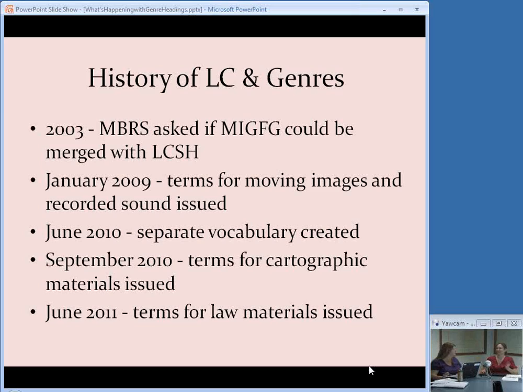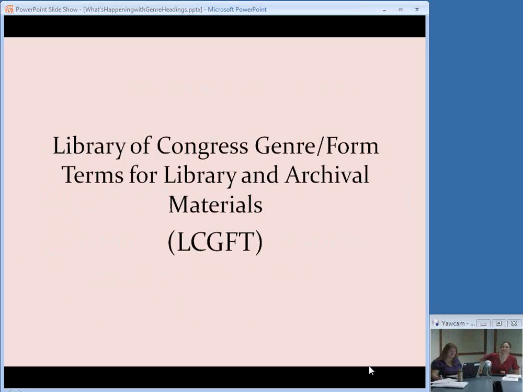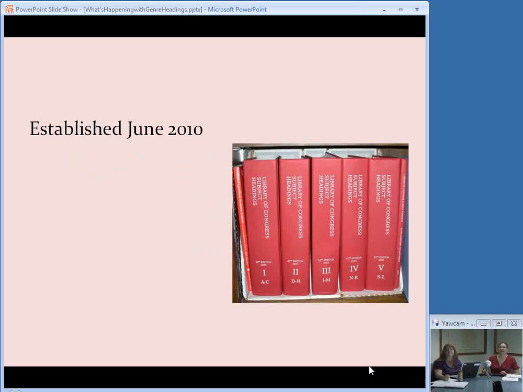We're used to dealing with subjects, but genres are a lot of change, and even more is on the way, as we'll see. So, as I said, this relatively new vocabulary is the Library of Congress Genre/Form Terms for Library and Archival Materials. That really long name gets a slightly less long acronym, LCGFT. As we said, we're acronym happy here in the library profession. And it was established in June of 2010, as I said.